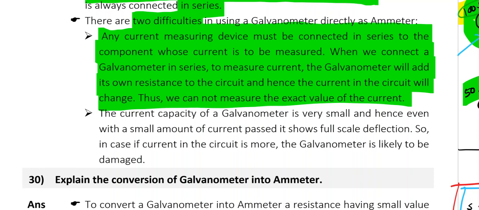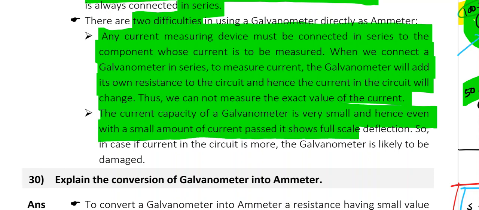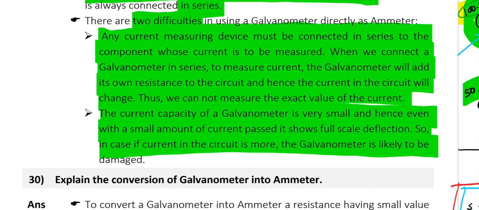This is one issue. Second issue, the current capacity of galvanometer is very small, and hence even with small amount of current passed, it shows full scale deflection, and then if you allow large current to pass through it, galvanometer is likely to be damaged. So these are the two issues when we try to use galvanometer as ammeter without any modification.